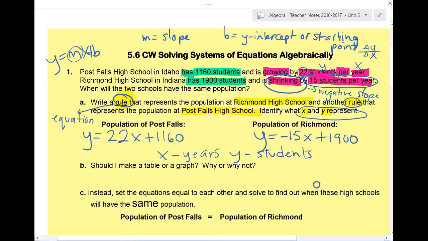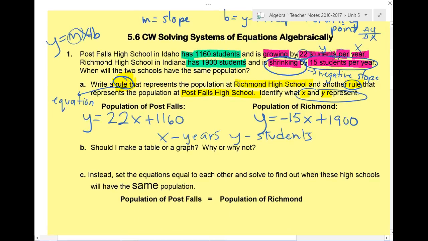So the question is, should I make a table or a graph? Why or why not? If I make a table, look at the starting points. I'd have to start with 1,160 and add 22 every time, or subtract 15 and start with 1,900. Those are big numbers to put in a table. That sounds kind of difficult. And if I made a graph, my starting point would be way up here at 1,160, and my other one would be way up there, and that'd be really hard to graph. So I don't really like either idea of doing a table or a graph.